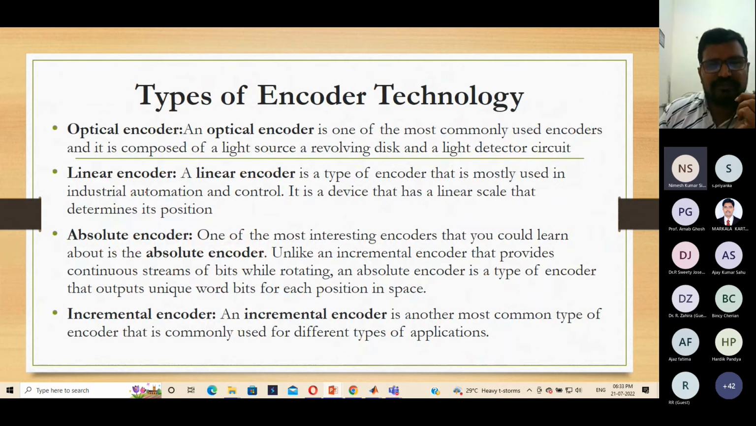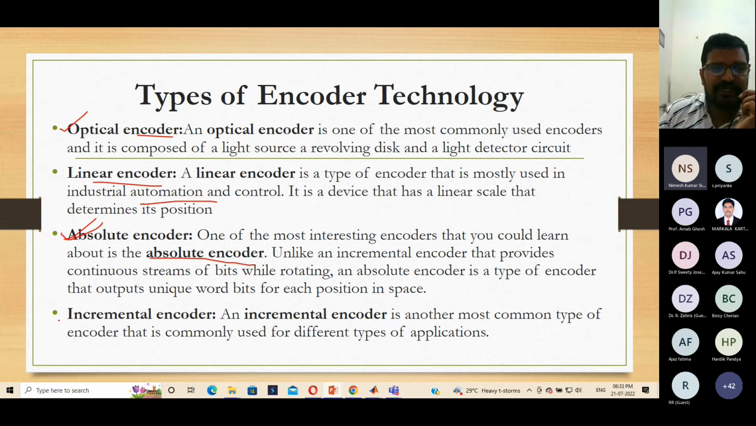So what are the various types of encoders? An optical encoder is an encoder which works mostly on a light source, disk and detector. A linear encoder is used in industrial automation control. For an absolute encoder, in some applications we require a precise value of speed, so then we go for the absolute encoder. It will be costlier because it has more precision.